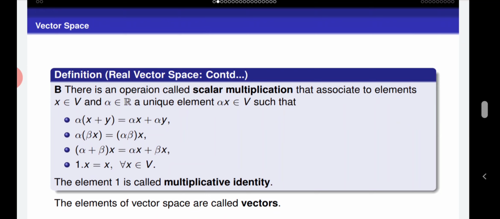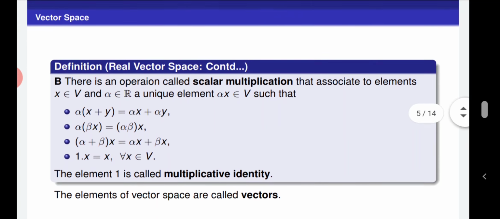Next, alpha times (beta x) is equal to (alpha beta) x. Next point, (alpha plus beta) x is equal to alpha x plus beta x. And the last point for scalar multiplication, 1 times x is equal to x for all x belongs to V. The element 1 is called the multiplicative identity. The elements of a vector space are called vectors.